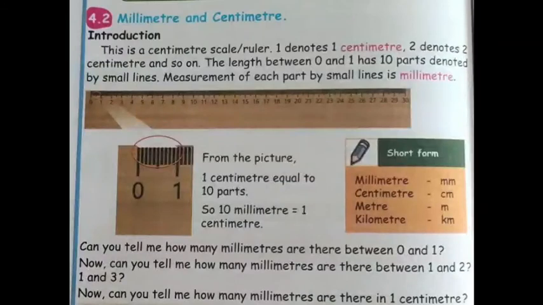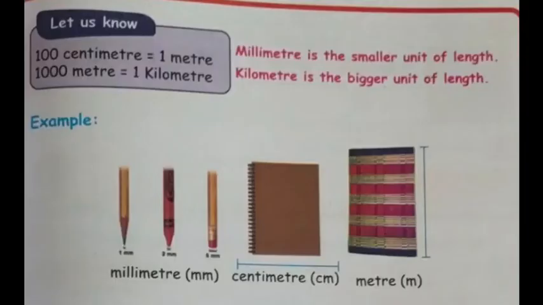Understand? Now children, try to answer these questions by yourself. It will give you more benefit. Look at this picture, children. Millimeter is the smallest unit of length, and kilometer is the bigger unit of length. That you have to remember. This is a very, very important point.